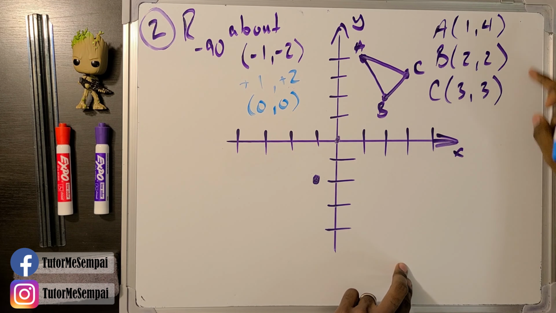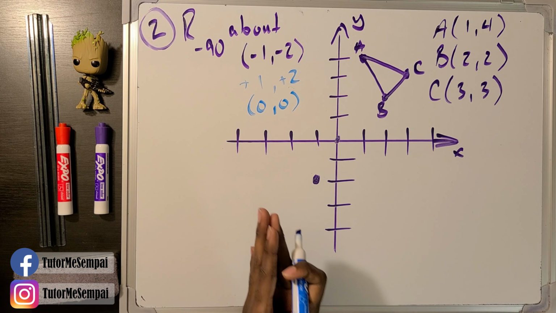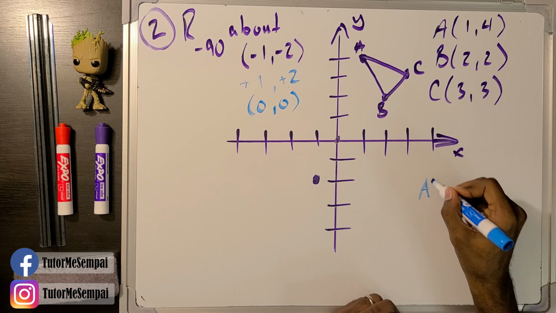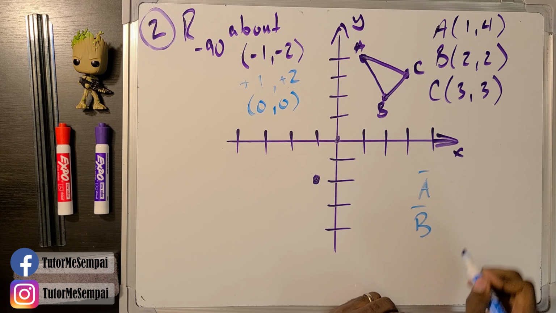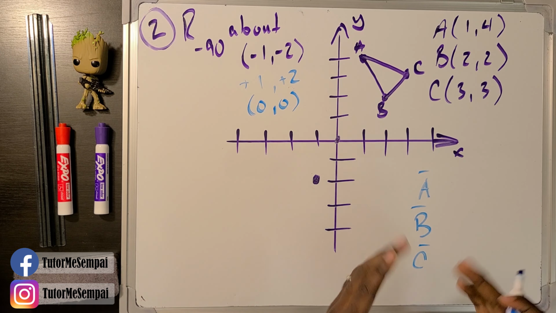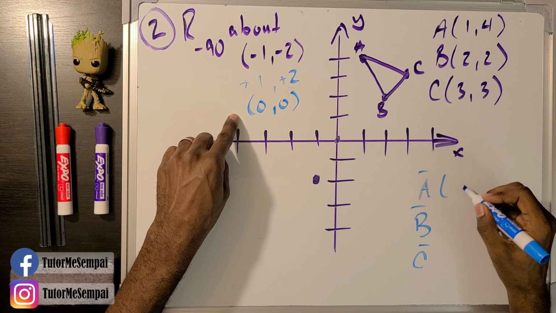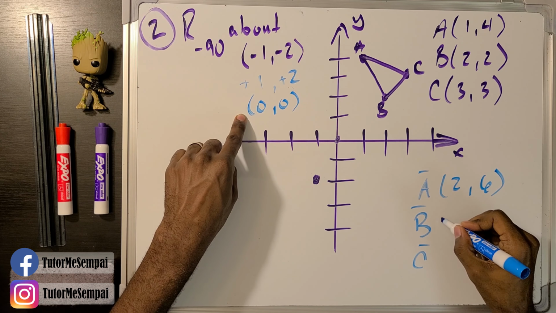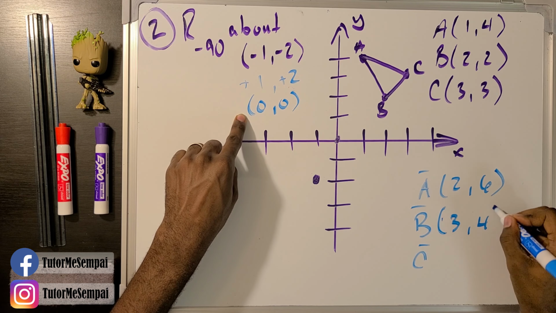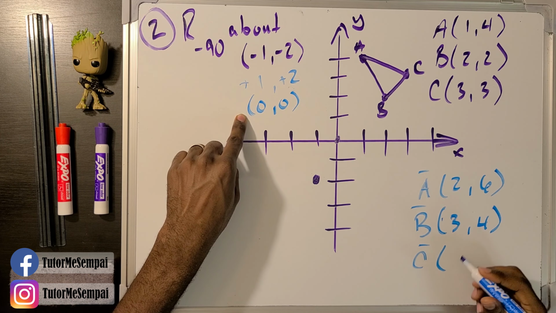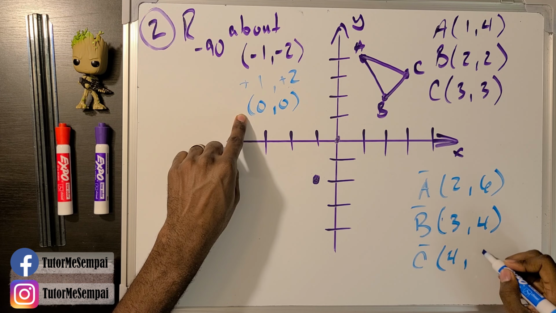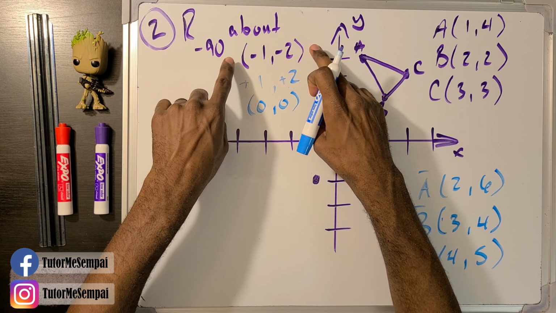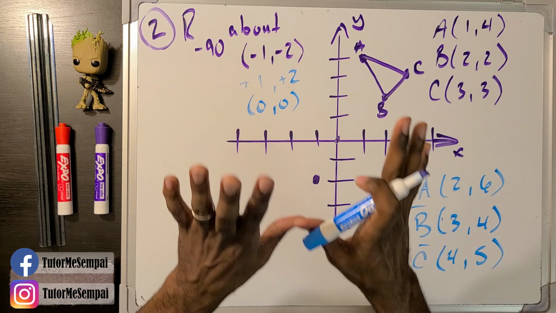So we're going to get a new ABC. It's not quite A prime, B prime, and C prime, but it's going to be our middle step. So I'm going to call it A bar, B bar, and C bar. So it's the middle step. So A bar becomes 2, 6. B bar becomes 3, 4. And C bar becomes 4, 5. Now we've shifted everything back in reference to the origin. We're no longer focused on this random point here just yet. We'll come back to it.